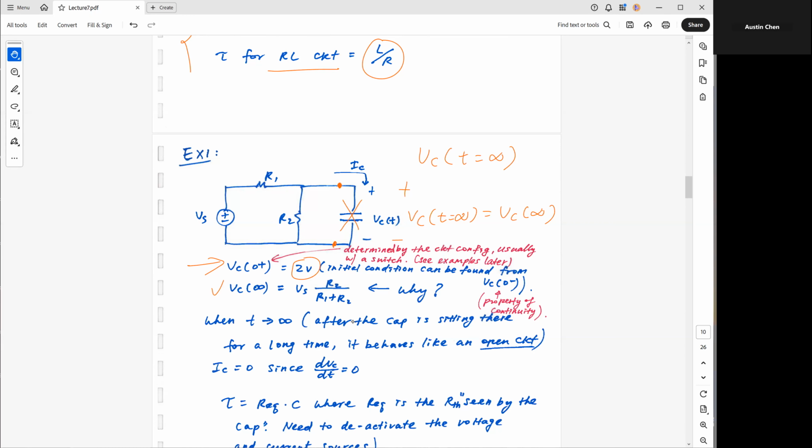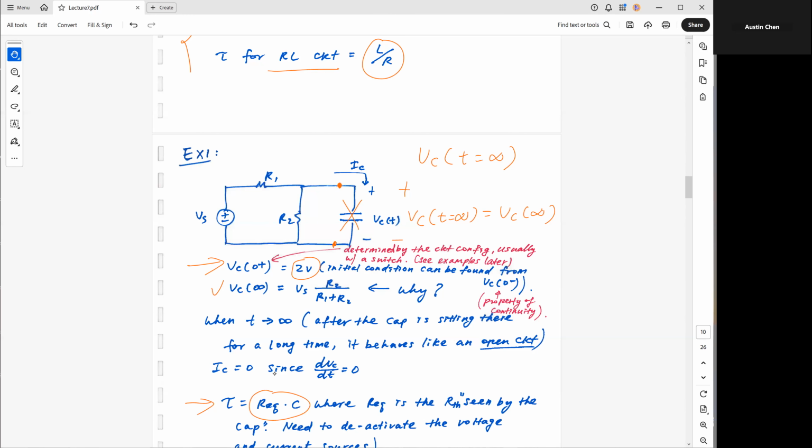VC at 0 plus is already given to us, so we are down to just one more parameter that we need to find in order to complete this template, or this equation. That last parameter is the tau, the time constant. We know tau is equal to R times C, the RC time constant. But in this case, we have 2 resistors, R1 and R2.